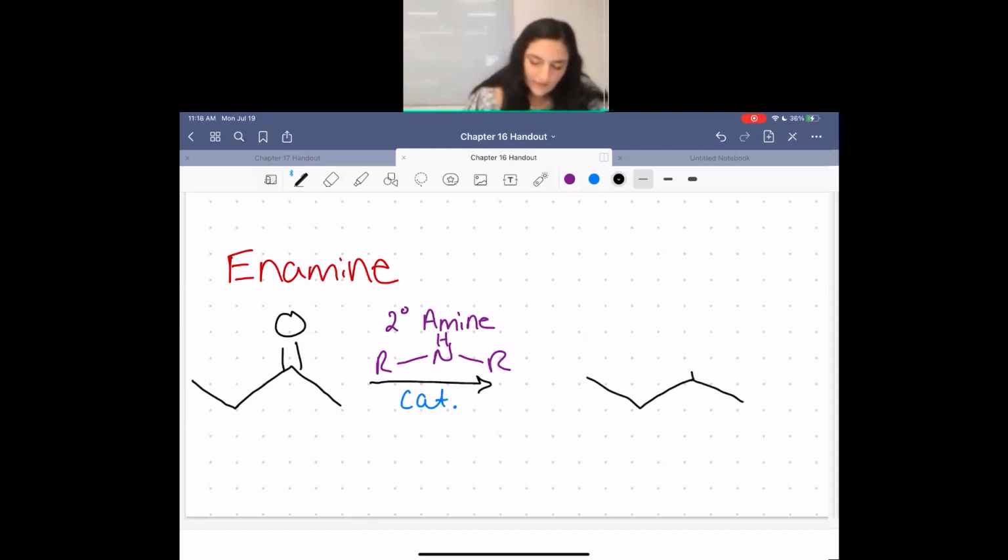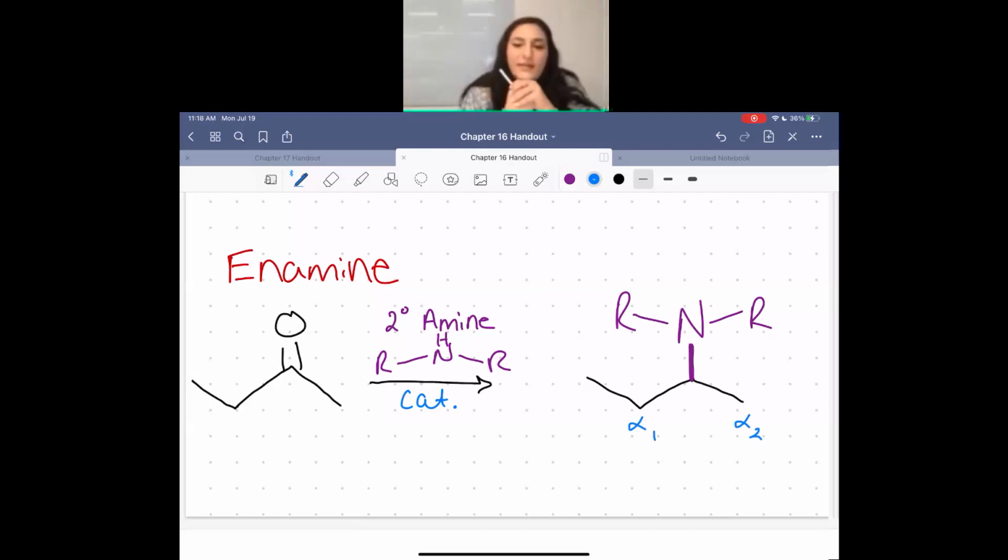All right, so we know that the enamine is different than the imine because instead of having a double bond to the nitrogen, we have a single bond. And then the nitrogen is attached to its two R groups. And we have a double bond, but it's in a different spot. So the double bond will be between the alpha carbon and the carbonyl carbon. And in this case, we have two alpha carbons.